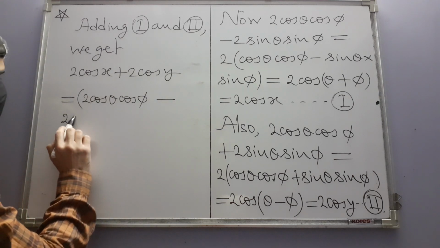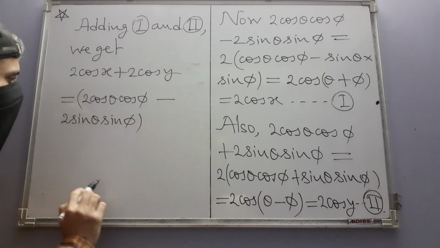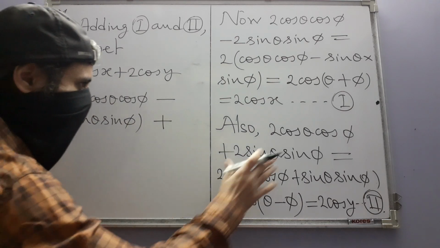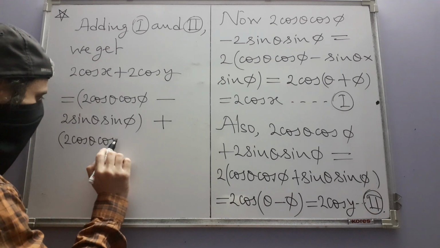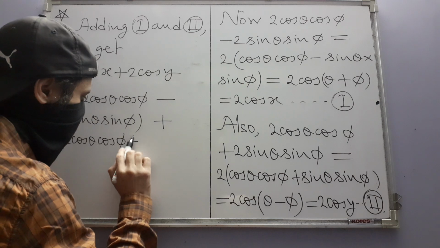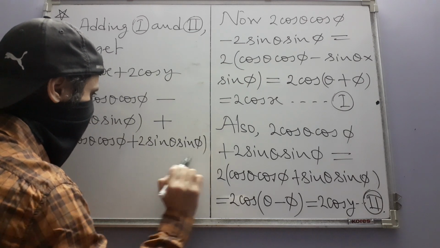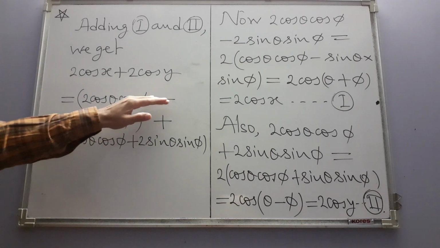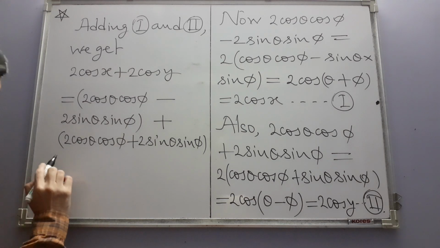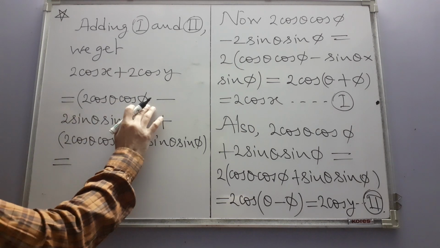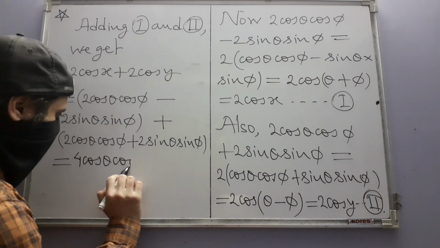Minus 2 sin theta sin phi plus 2 cos theta cos phi plus 2 sin theta sin phi. So you immediately see that there is a cancellation. Minus 2 sin theta sin phi plus 2 sin theta sin phi vanish. And you are left with 2 cos theta cos phi, 2 cos theta cos phi, that is 4 cos theta cos phi.